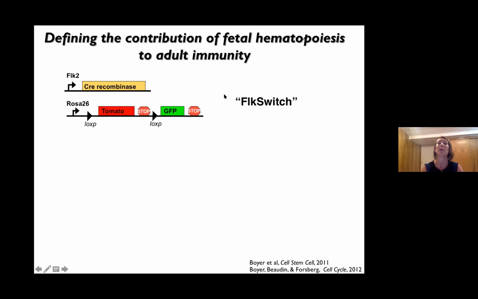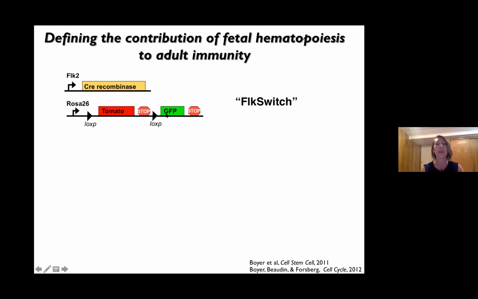In this model, which we affectionately refer to as the FLIC switch, we have FLIC2 promoter elements driving Cre recombinase across to the MTMG mouse, where you have a dual color reporter, a tomato stop, a GFP. This FLIC2 is a receptor tyrosine kinase that is important in many different hematopoietic functions. It regulates survival, proliferation, and differentiation, particularly in the lymphoid lineage. For the purposes of this talk, the function of FLIC2 does not matter. So I'll say that right away.